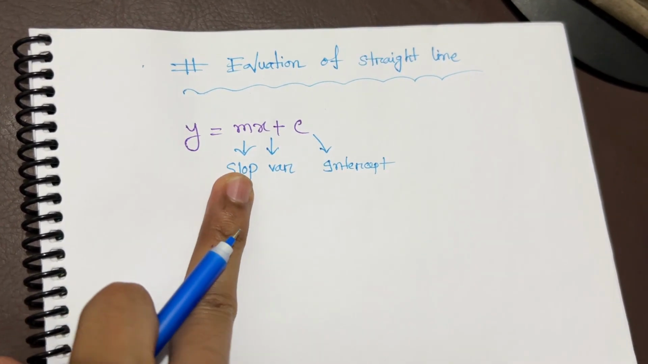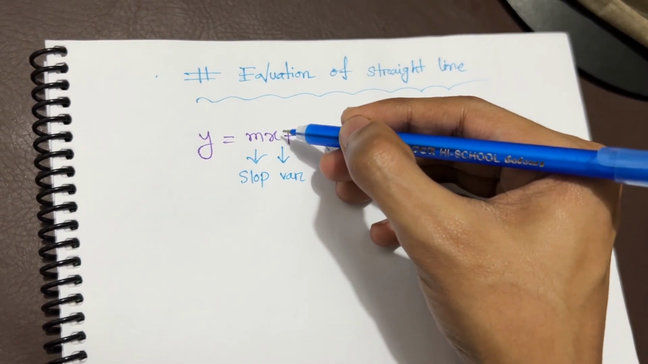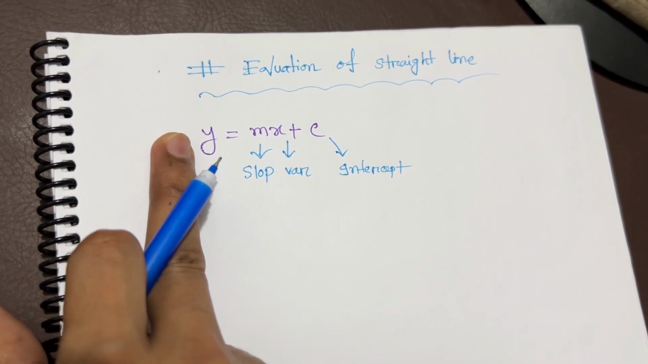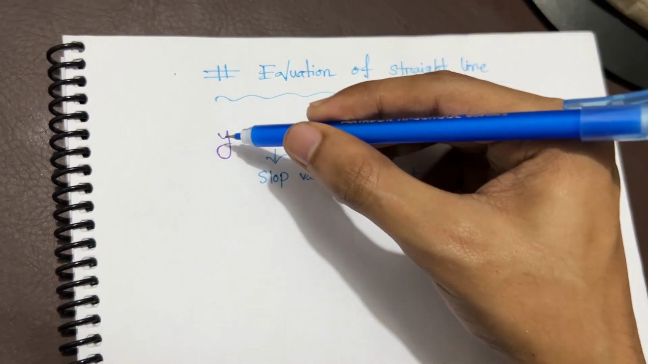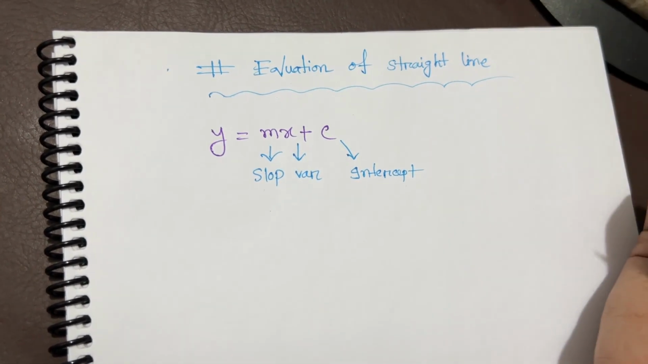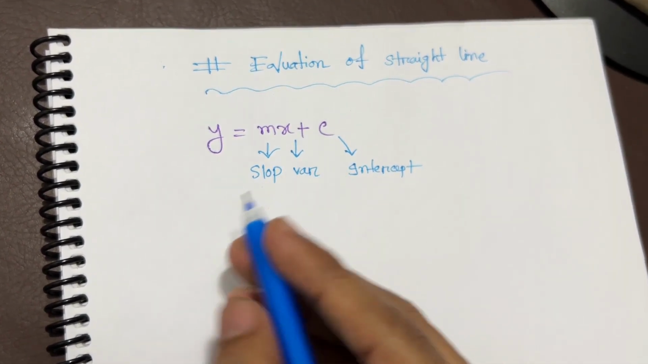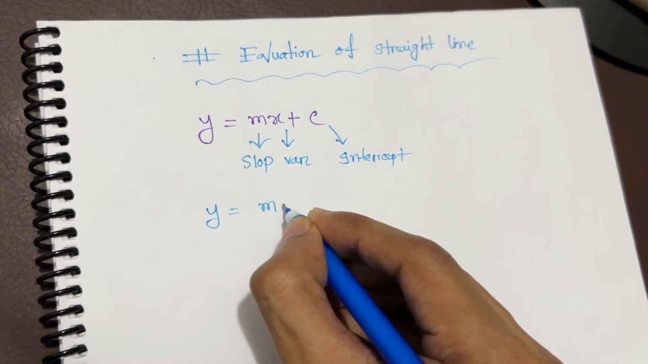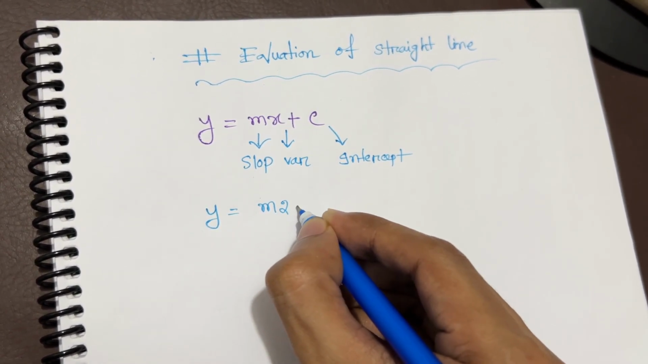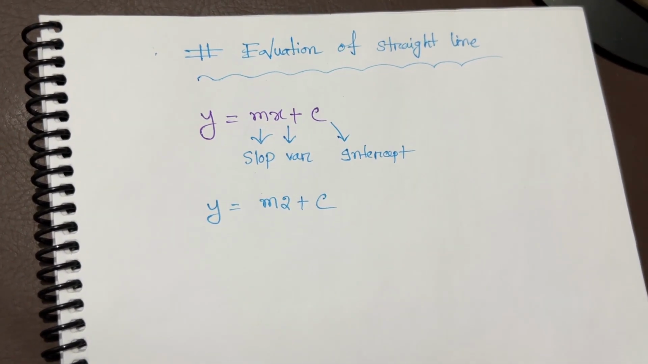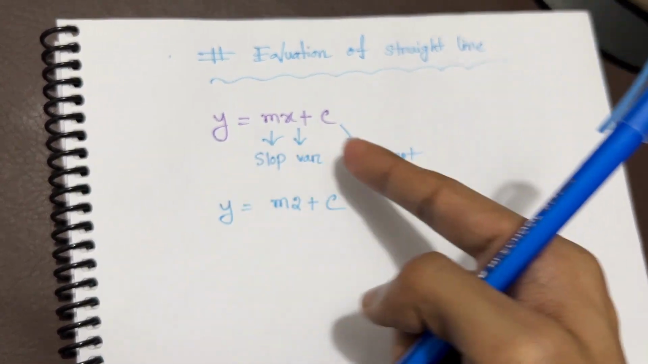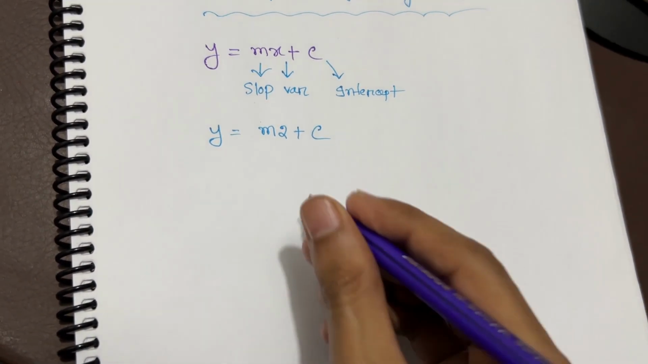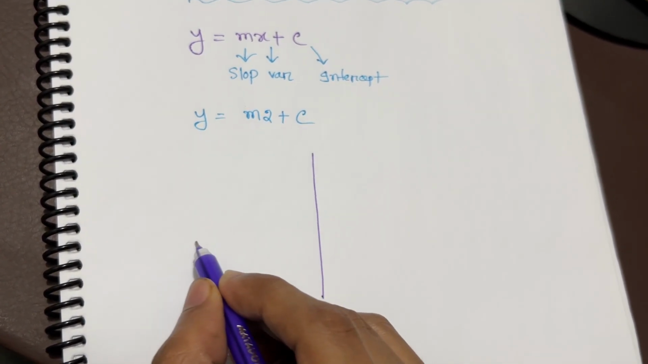Now what that means, this x variable is the independent variable and y is the dependent variable. Based on x, we're going to define what would be the output of y. If the x value is 2, then the equation will definitely become m into 2 plus c. So based on that, our equation changes. So we know that our straight line equation is similar to this.